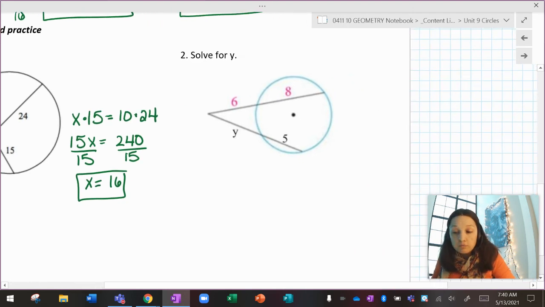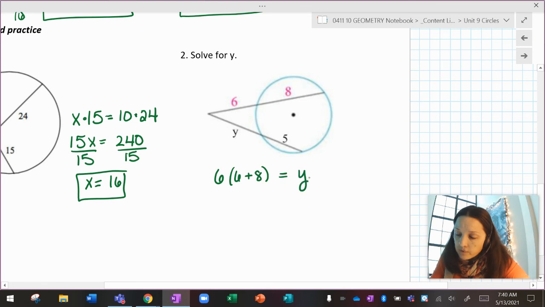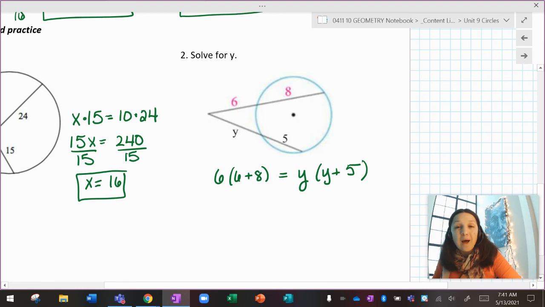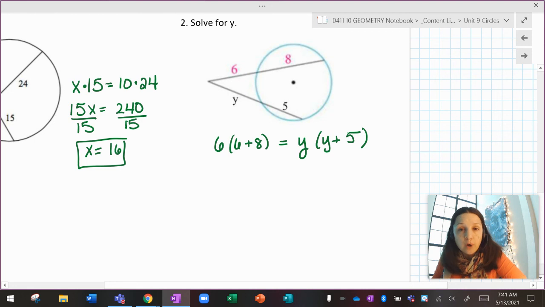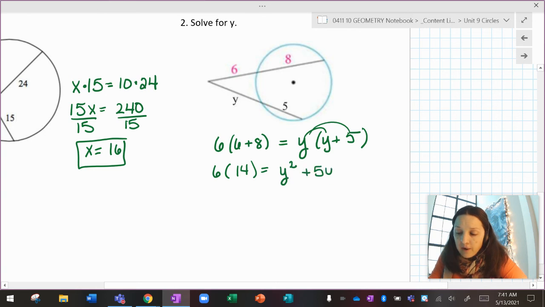Number 2, these intersect outside. So outside times whole equals outside times whole. Oh, I'm going to have a quadratic. All right. So if you struggle with the quadratic, pay attention here. So I've got 6 times 14 equals y squared plus 5y. So 6 times 14 is going to be 84.